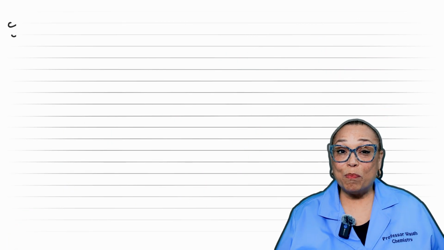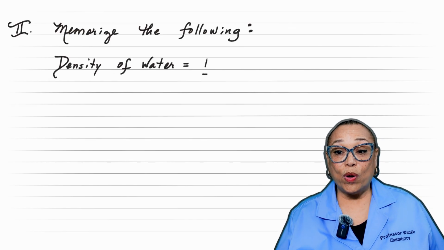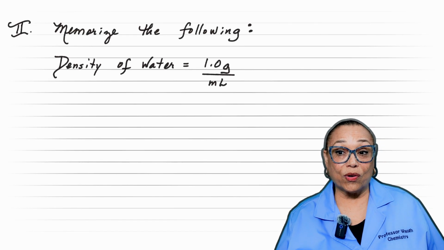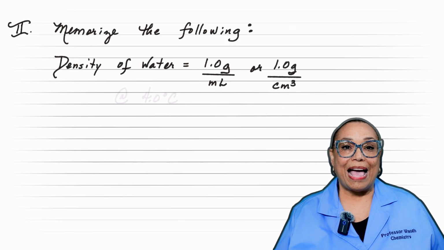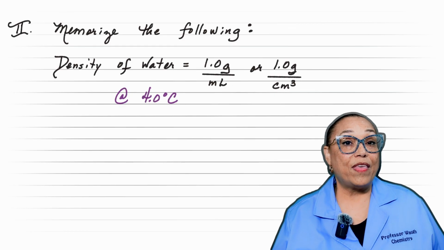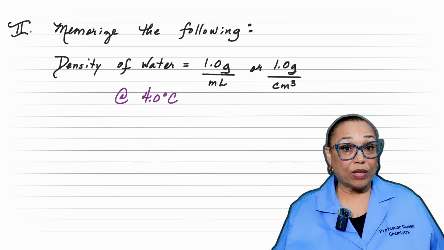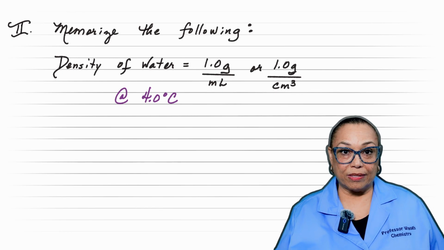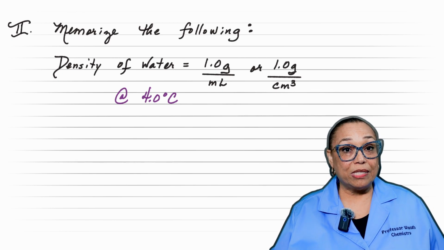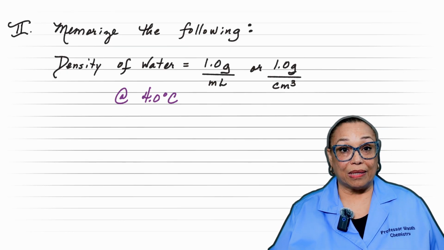So I want you to memorize the following. The density of water is 1.0 grams per milliliter, or 1.0 grams per cubic centimeter at 4 degrees Celsius. Now that's what we use in the laboratory all the time. So when you're doing your lab work and you've got to determine the density of distilled water, which is pure water, nothing else is in there, make it your business. You better round to 1.0 grams per milliliter.